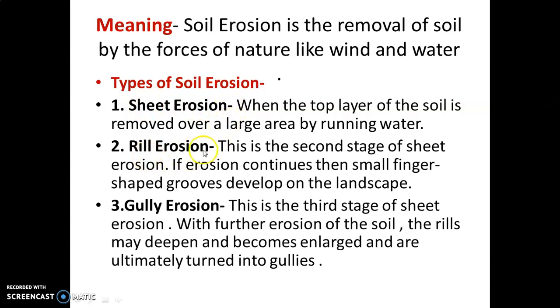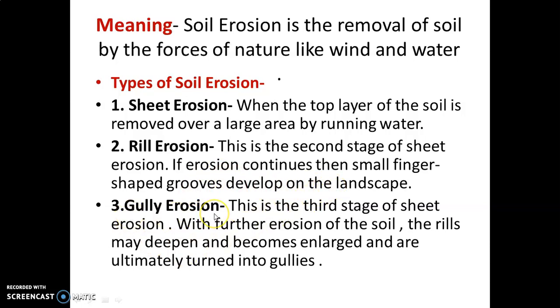Next is rill erosion. Rill erosion means when heavy rainfall takes place, then small finger shaped grooves. Small finger shaped grooves means very small pits or small depressions will be formed on the earth's surface.